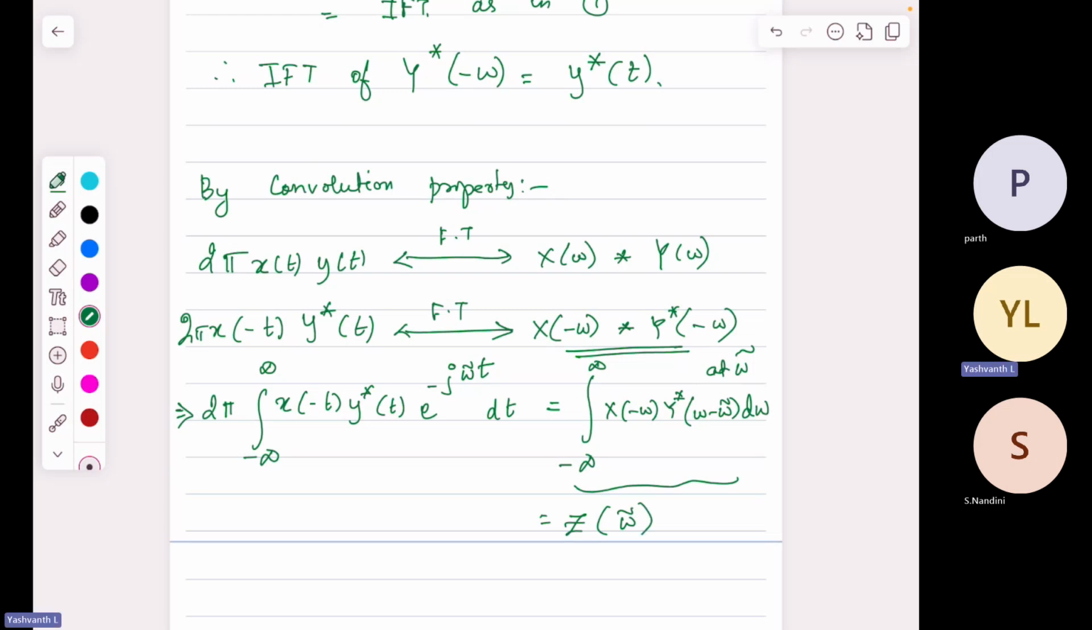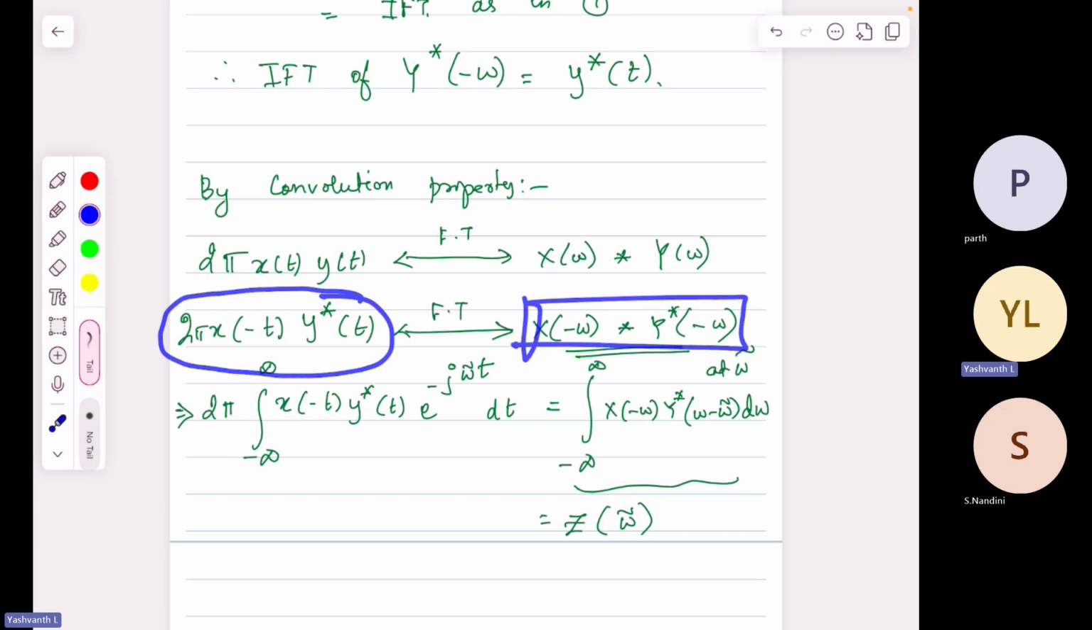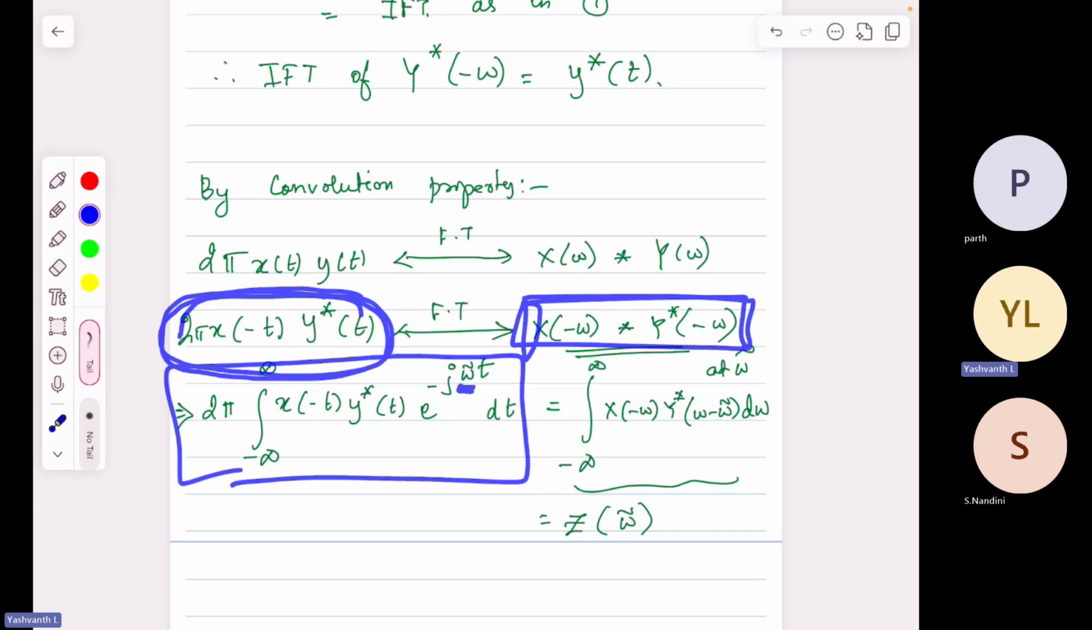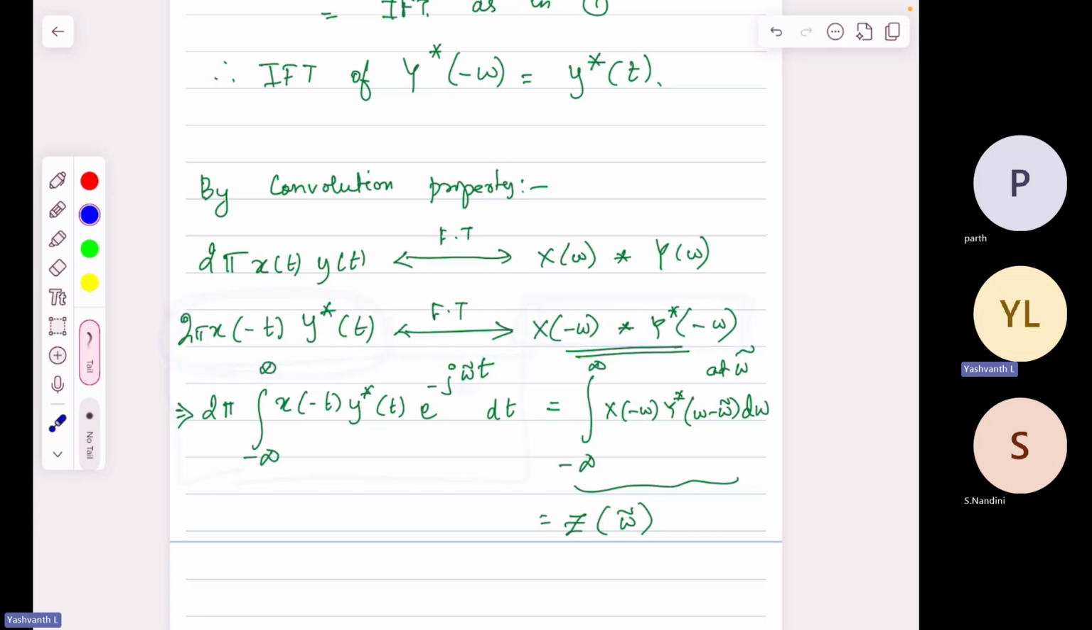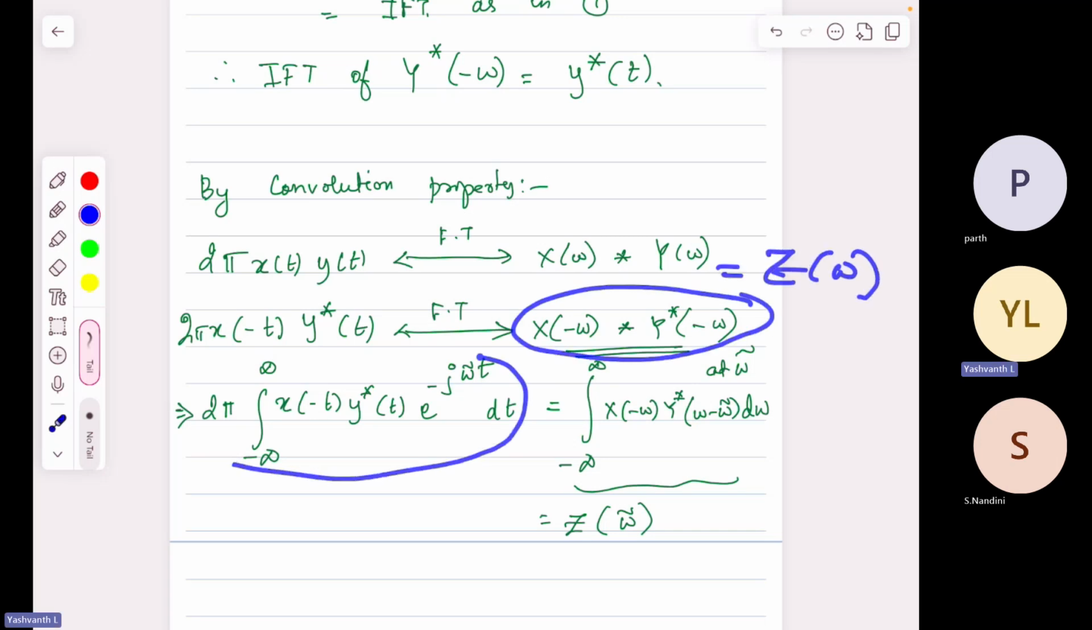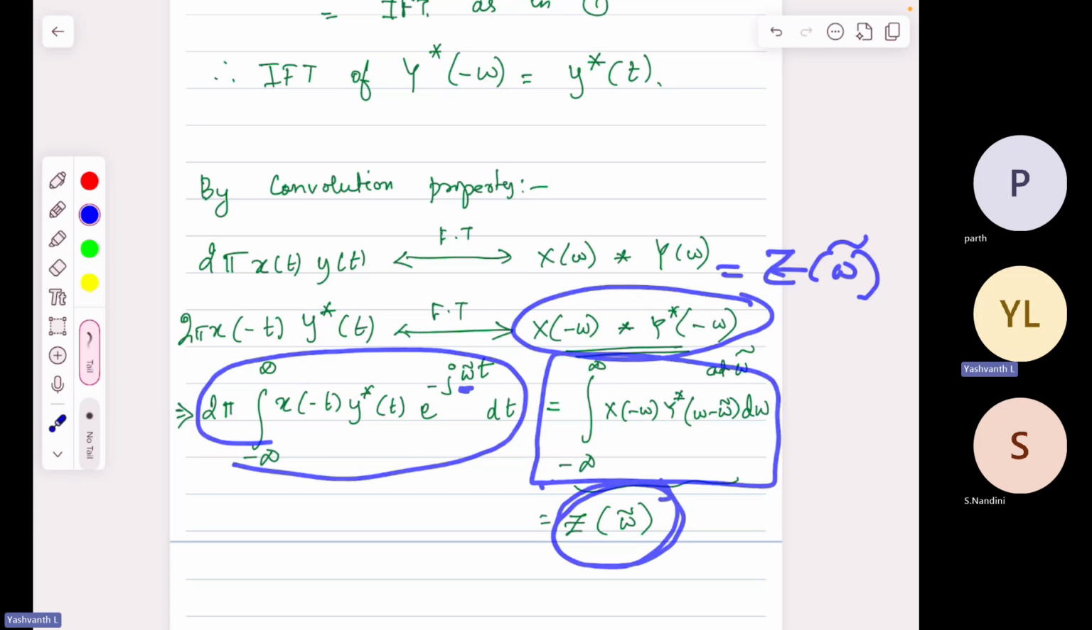I know it's a bit difficult to grasp. Why did the integration come in the left hand side? Because the Fourier transform of this signal is equal to this signal. That means I need to apply the definition of Fourier transform, and I'm evaluating the Fourier transform at another variable omega tilde. Let's say this convolution is equal to z of omega, evaluated at omega tilde. Therefore, I need to find z of omega tilde, a convolution between x of minus omega and y conjugate of minus omega, for omega tilde. Now is it clear?